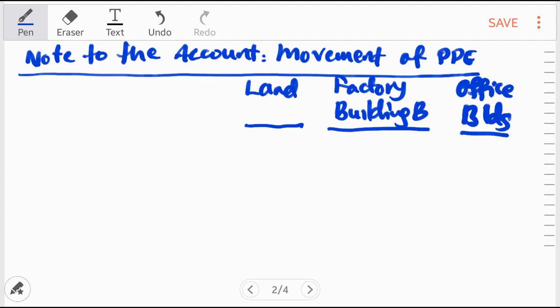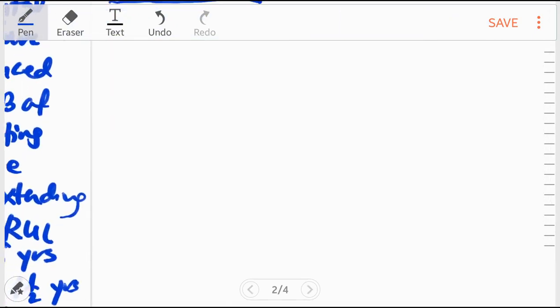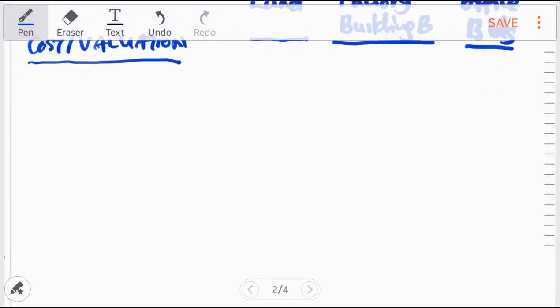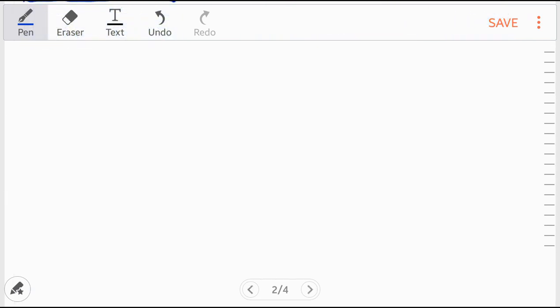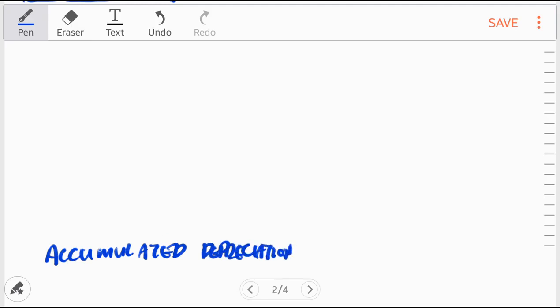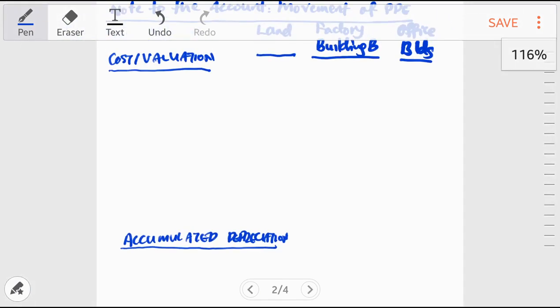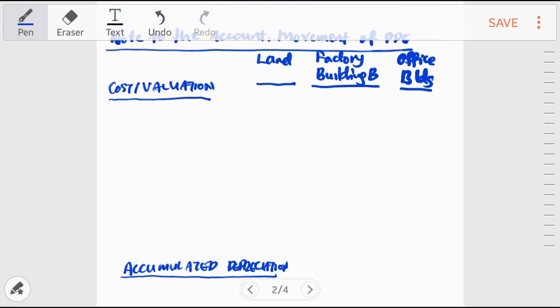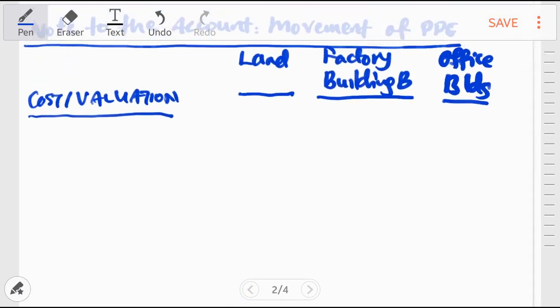You are not required to prepare the notes for factory building A and machinery, and you need to show the cost or valuation, and also the accumulated depreciation, for both, something like that. So I will start with the part on cost.